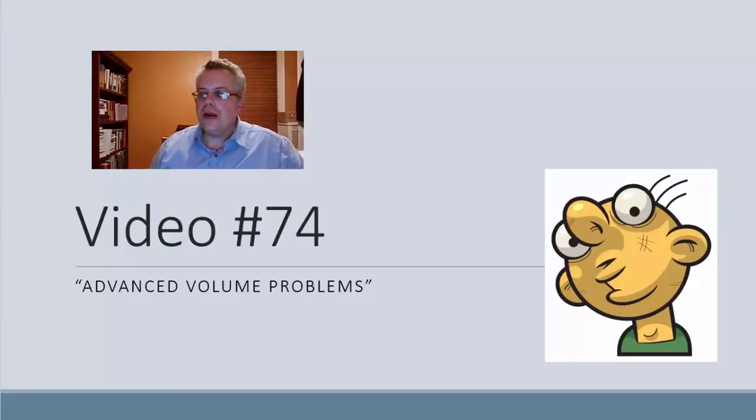This is Mr. Miller, and today we're doing advanced volume problems. We're going to do 3 examples. The first one involves making a cylinder out of a rectangle. The last 2 involve pyramids.